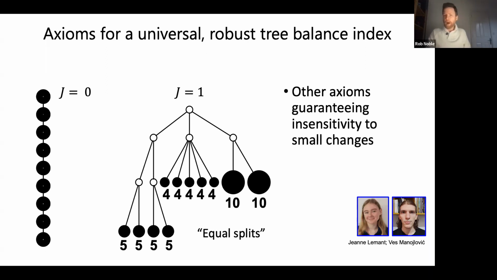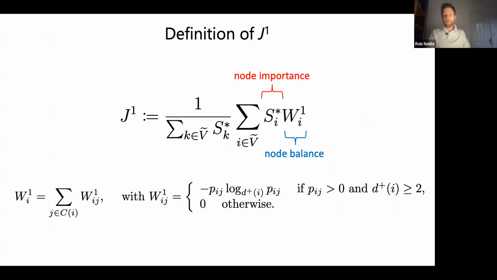And then we generated some other axioms that guarantee insensitivity to small changes, which we wanted for robustness, so that we're not too affected by the sensitivity of sequencing methods. And my student Vess is continuing this work. So what we ended up with was this index here. And what this does is it just takes the Shannon entropy.